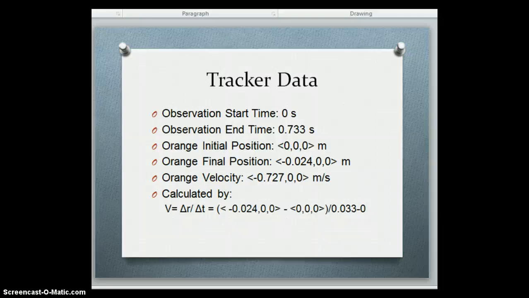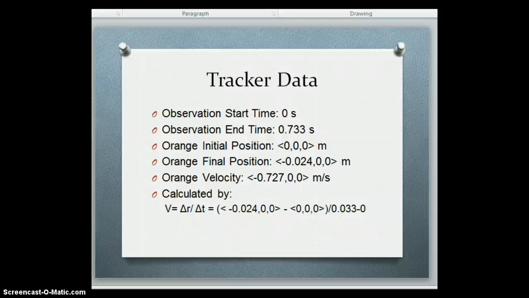The start time of the orange rolling across the table was at 0 seconds, and the ending time was at 0.733 seconds. As you can see, the initial position of the orange was at 0 meters, and the final position was at negative 0.024 meters in the negative x direction.